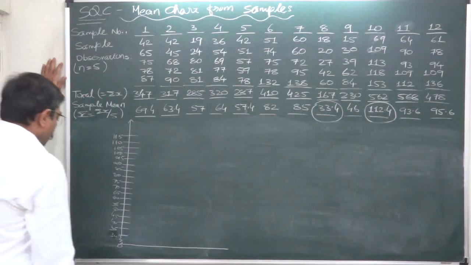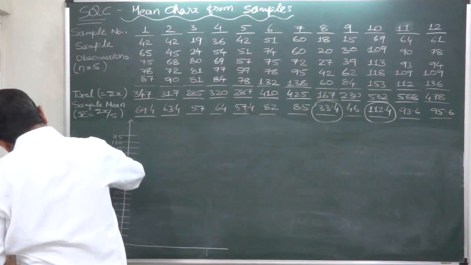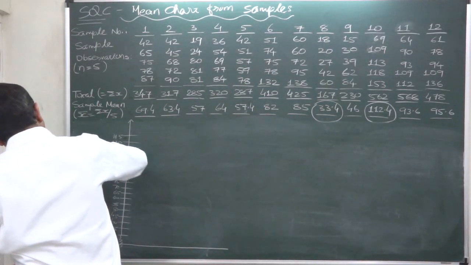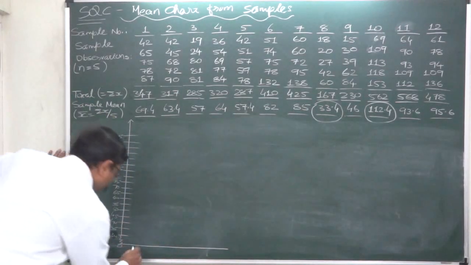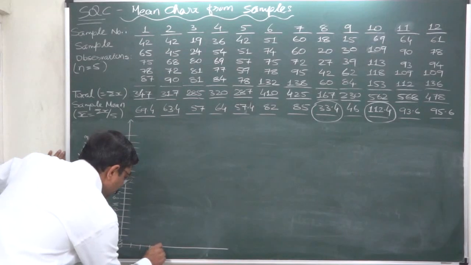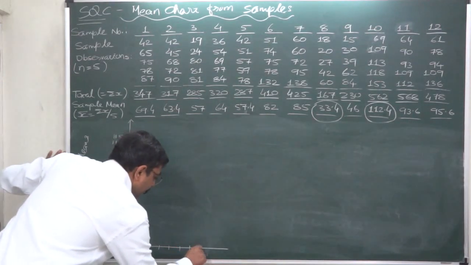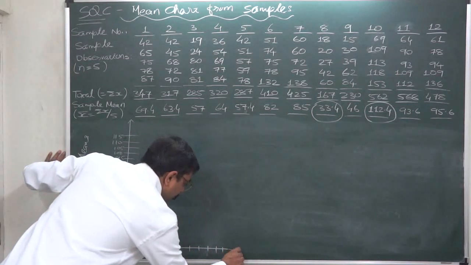Okay, now these are sample means. On the horizontal axis, we need to take the sample number, only 12 values: 1, 2, 3, 4, 5, 6, 7, 8, 9, 10, 11 and 12.